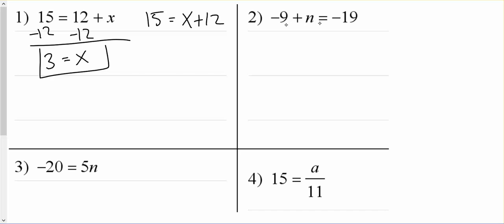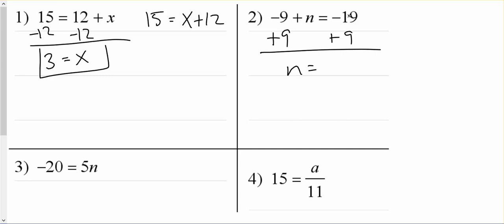Well, I've got a negative and a positive. I know my answer is going to be the sign of the bigger number, so my answer is going to be negative. And we say 19 minus 9 is 10, so my answer is negative 10.